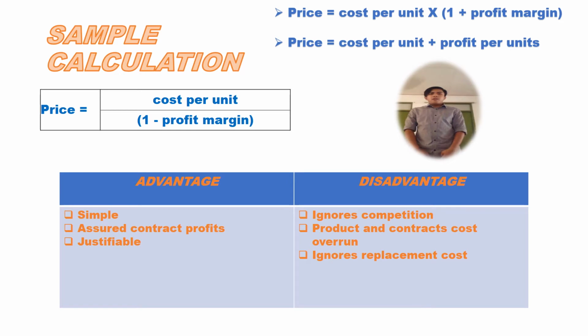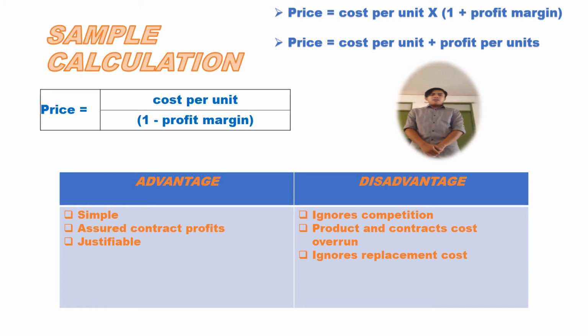Next, the sample calculation of cost plus pricing is price equal to cost per unit times 1 plus profit margin. Next step is price equal to cost per unit plus profit per unit. So we can get the cost plus pricing.